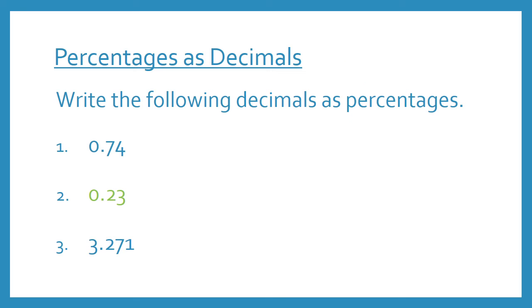Now you have a try at working out what 0.23 is as a percentage. So to work out what our percentage is, we simply write 0.23 times 100. Remember, it's a percentage. And we're going to get 23%.